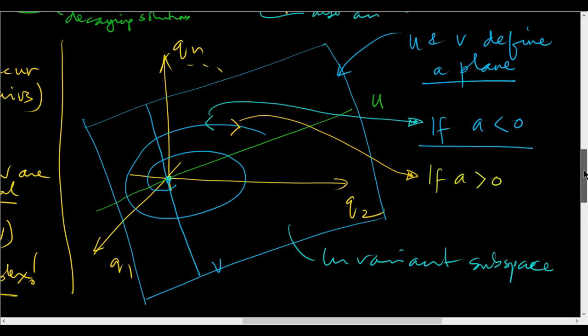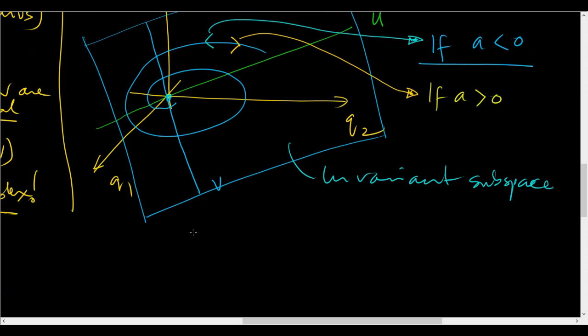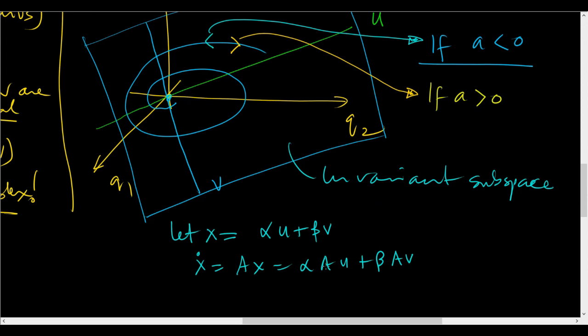Well, if you say let x be equal to alpha u plus beta v, then x dot is equal to Ax, which is equal to alpha Au plus beta Av. Now what happens to Au and Av? You need to come back here.